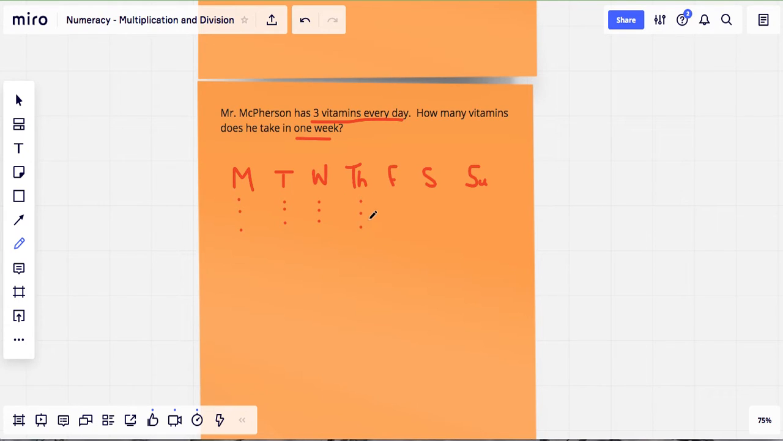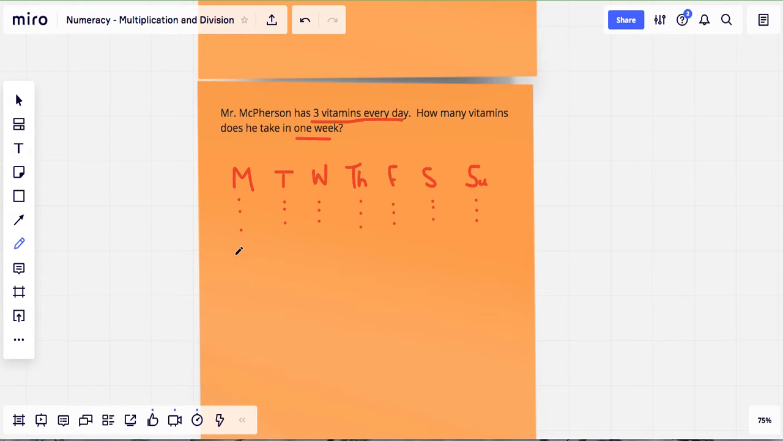So I'm just recording all my vitamins. We talked about it in another video, how important it is to show your work in different ways. So this is kind of setting it up in picture form. And again, if you look at it, you can kind of see that we have groupings here. I have every day represents a group.